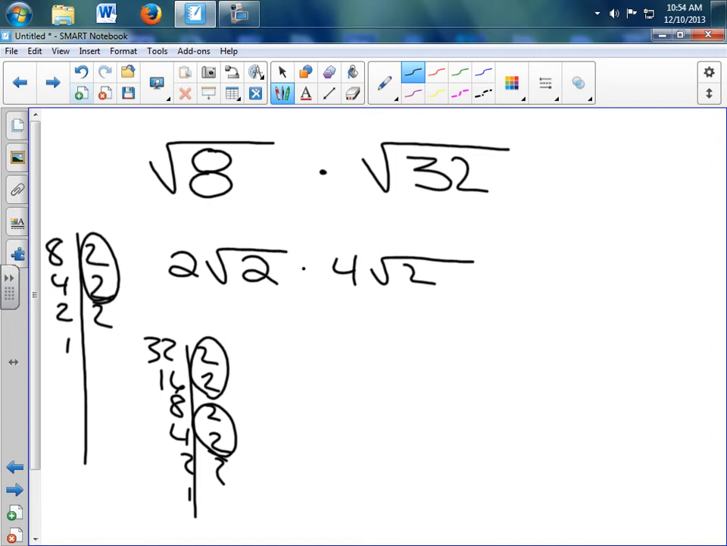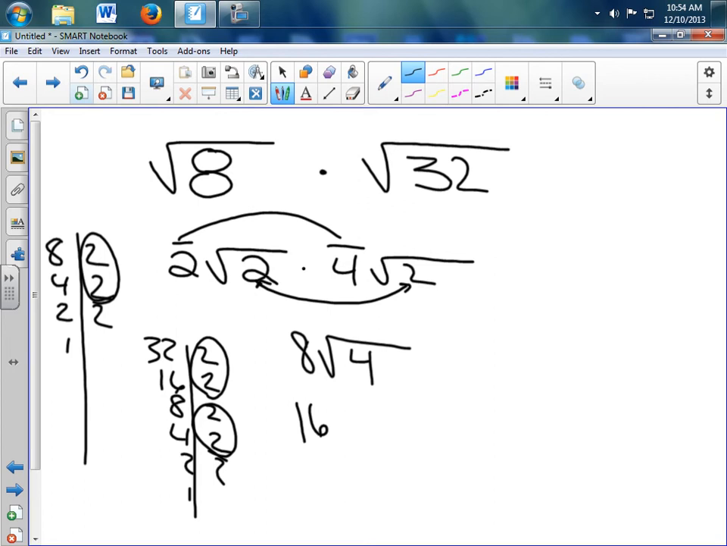So now we'll multiply the corresponding parts. 2 times 4 is 8. You multiply the insides, and you're going to get 2 times 2 is 4. Simplify if you can. Can we simplify? What's square root of 4? Times 8. Okay? That's all you really have to do.